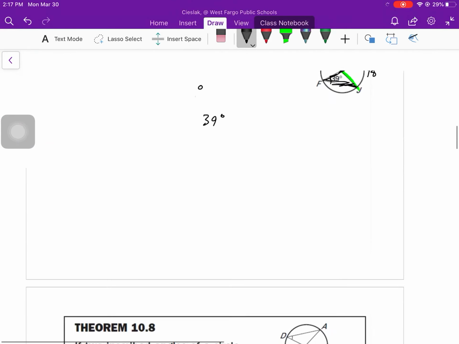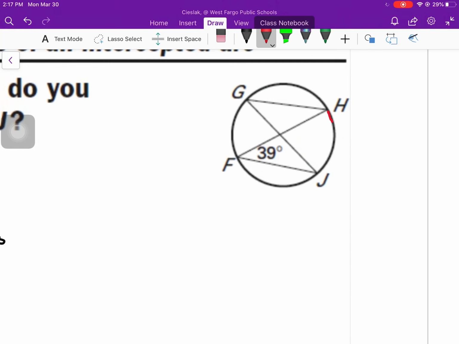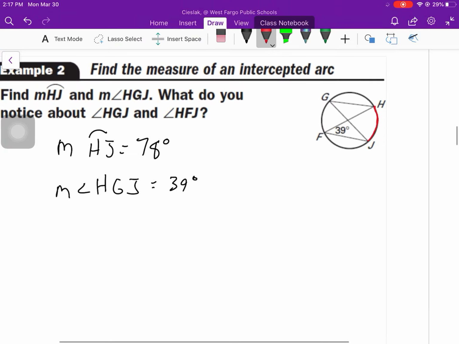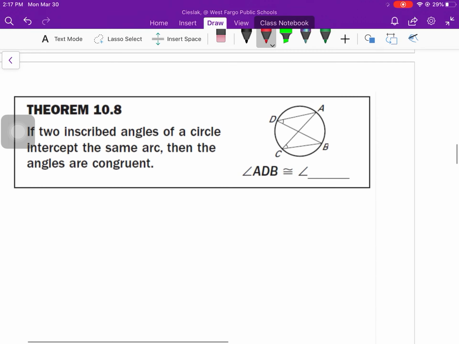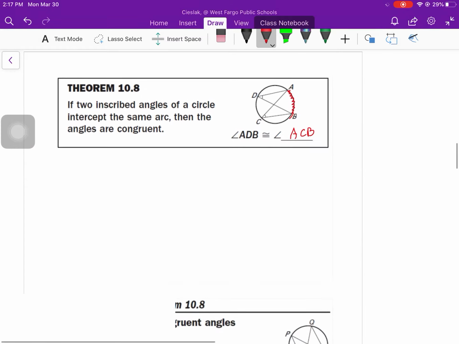That leads us into our next theorem, 10.8, because if you look at both of those angles, both of those inscribed angles intercept the same arc. Theorem 10.8: if two inscribed angles of a circle intercept the same arc, then the angles are congruent. So on this one, angle ADB is congruent to angle ACB because both of them intercept arc AB.